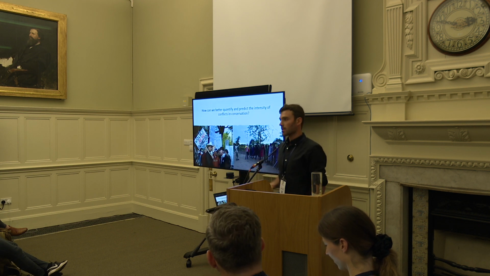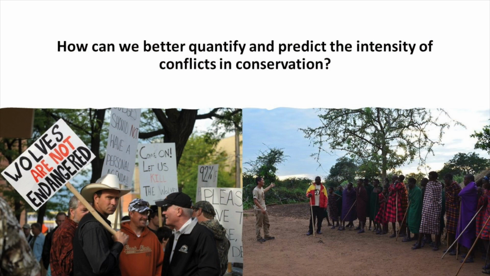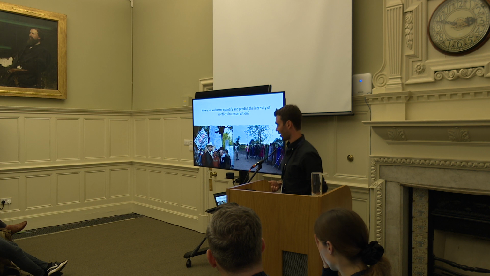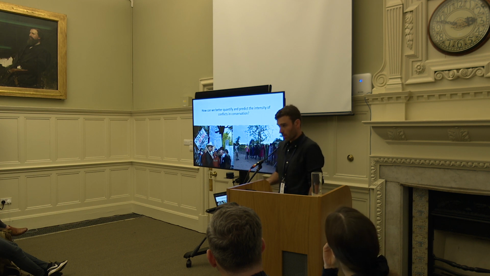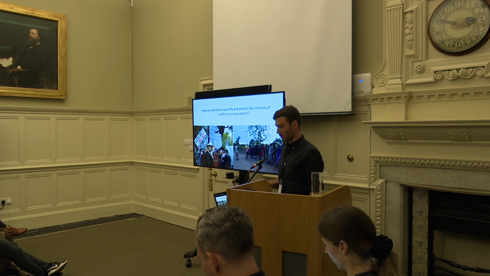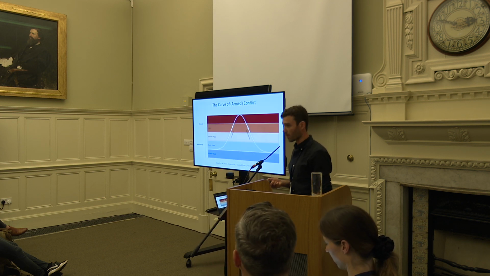But these are very valuable approaches, but they fall short of considering interactions between stakeholders, like antagonistic and collaborative actions, and they mean that we sometimes struggle to quantify and better predict the emergence of conflicts of conservation and their dynamics. So how can we better do that?